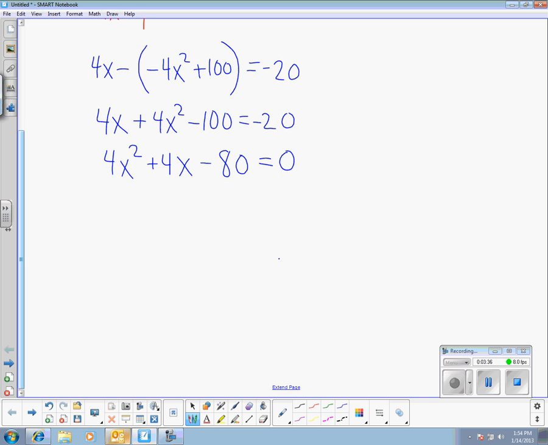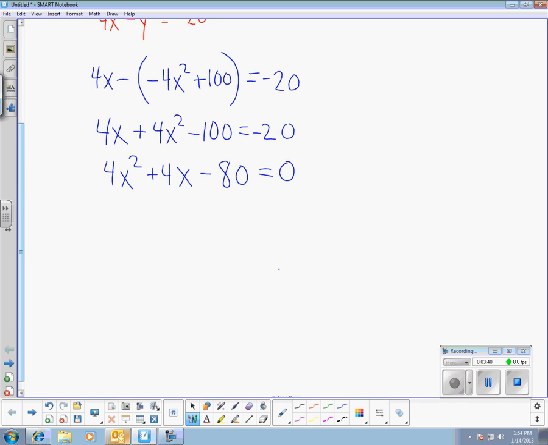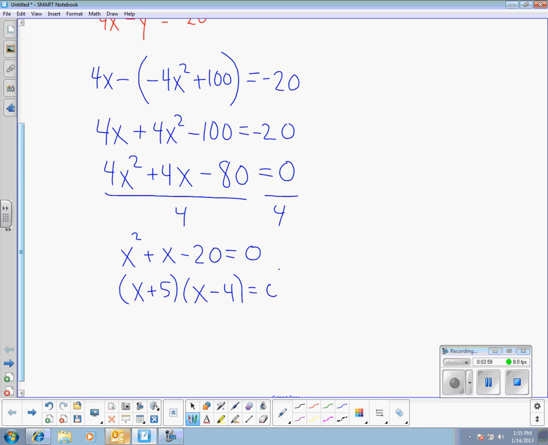So let's see. Start by dividing everything by 4. All right, the right side doesn't change. And then it's going to factor to x plus 5 and x minus 4, which means that x is negative 5 and 4. Those are the x coordinates of the solutions I'm looking for. So remember, I've got a possibility of 1 through 4 answers, or 0 answers. And if I have any, they're going to happen when x is negative 5 and when x is 4.